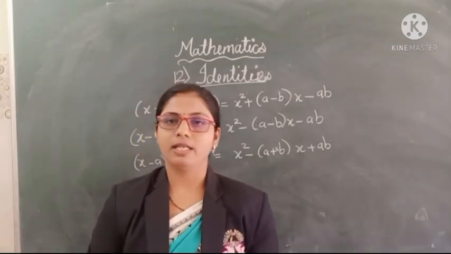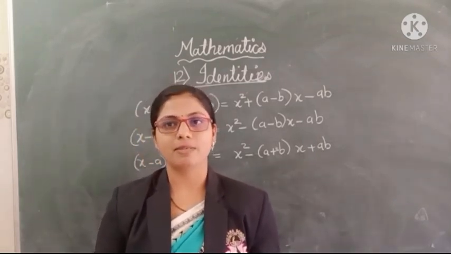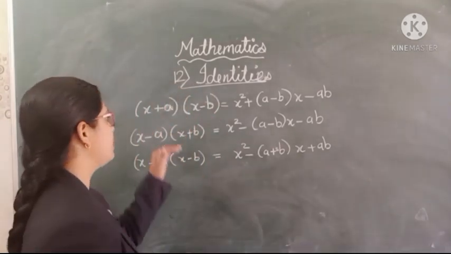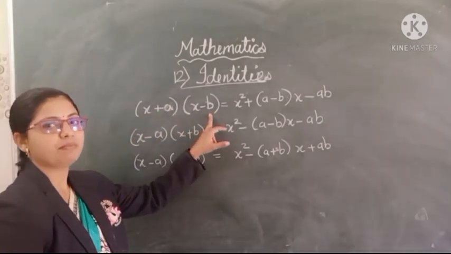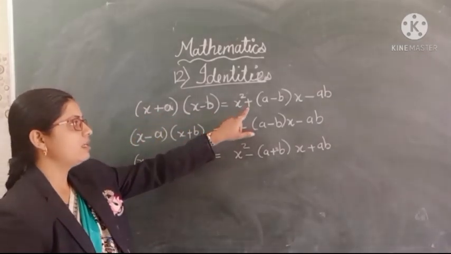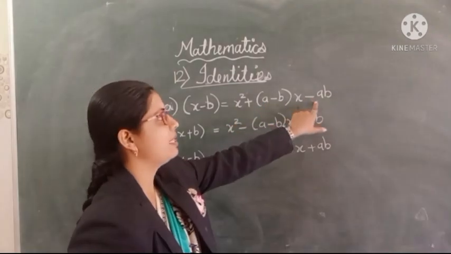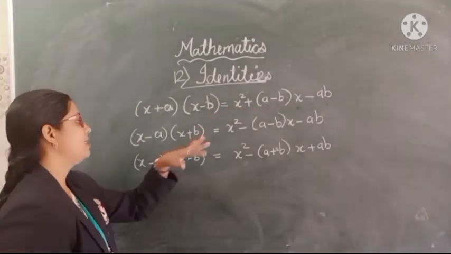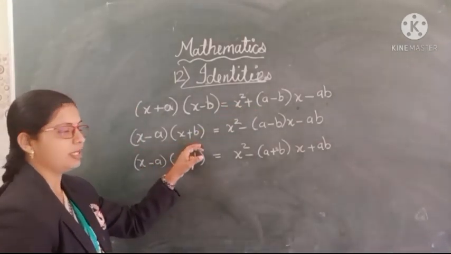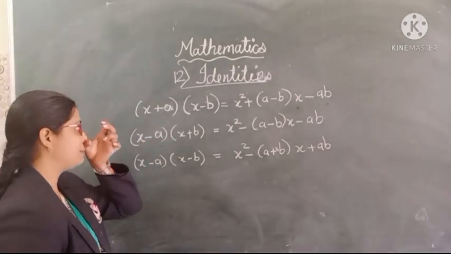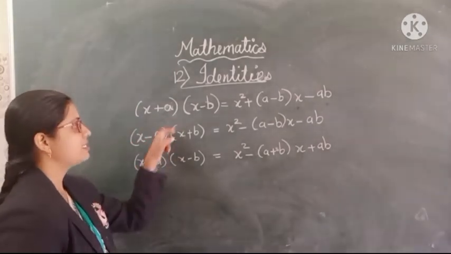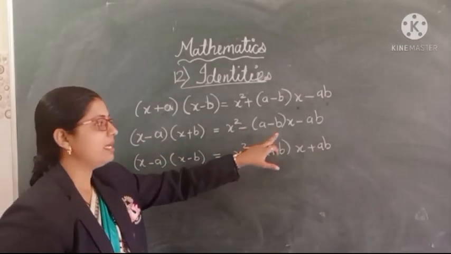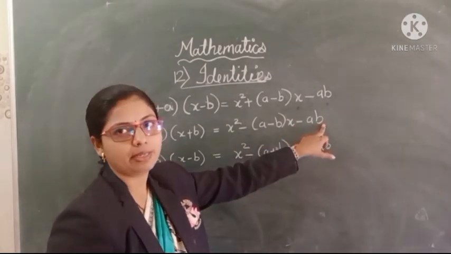Similarly, like we saw x plus a and x plus b, how it is expressed and how it is solved, in the same way if we solve x plus a, x minus b, we will get x square plus a minus b, x minus ab. Okay. So in this way also you can solve it. Then the next, x minus a, x plus b. In this case the first binomial is minus, the second is plus. So in that case also x square minus a minus b, x minus ab.